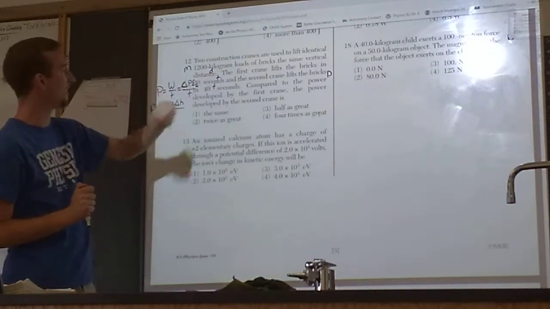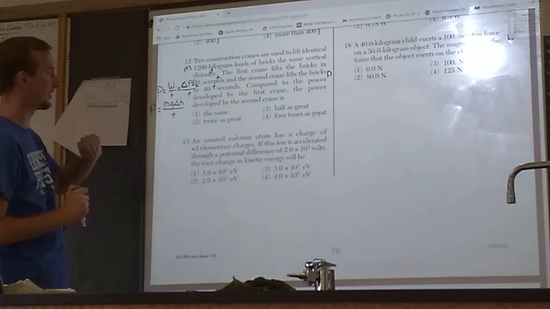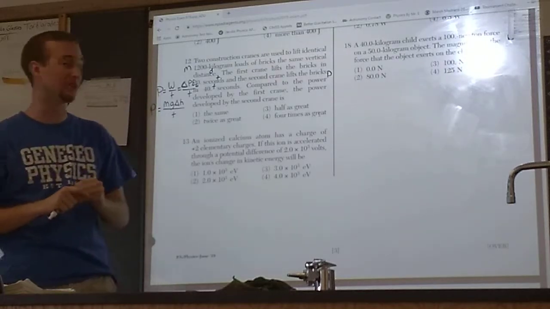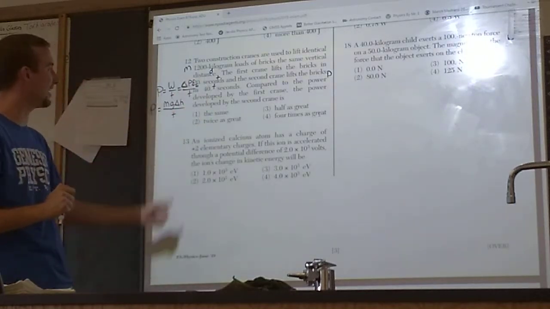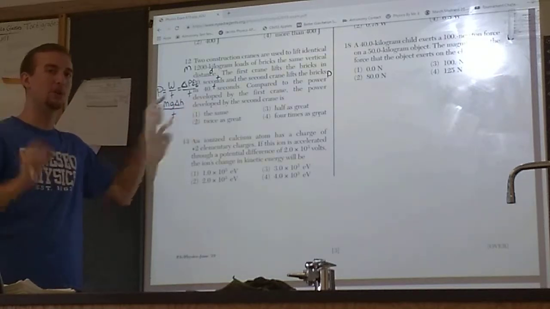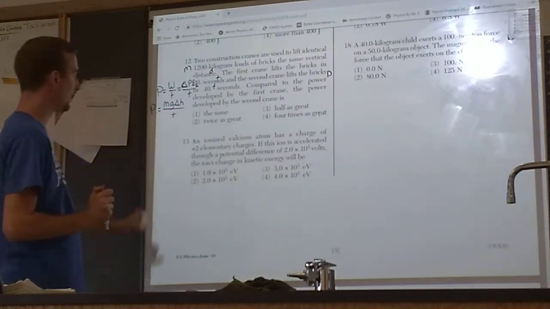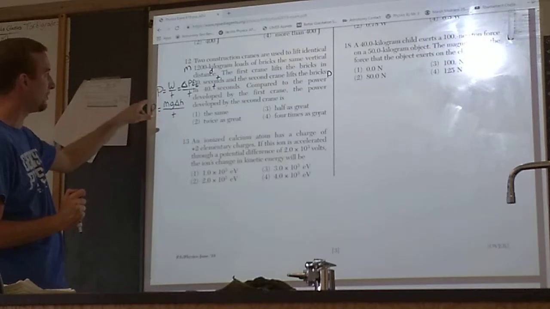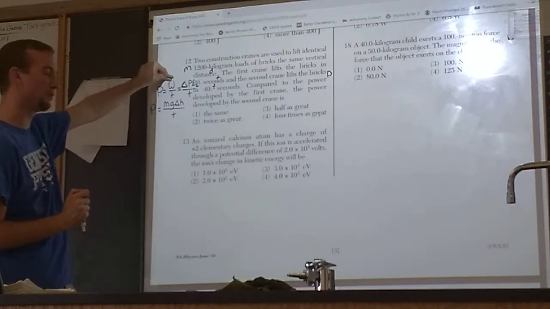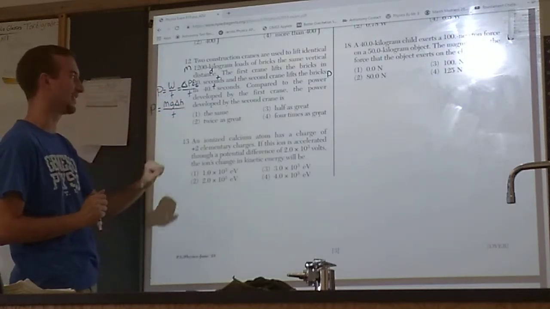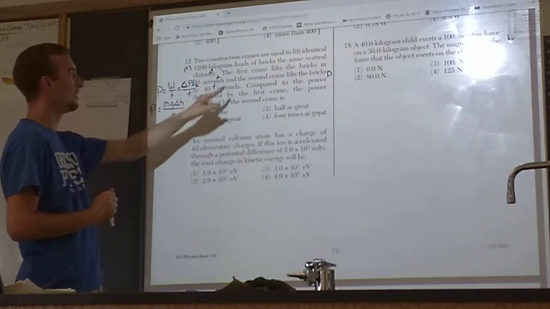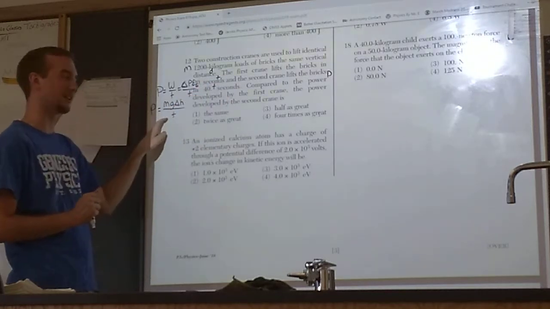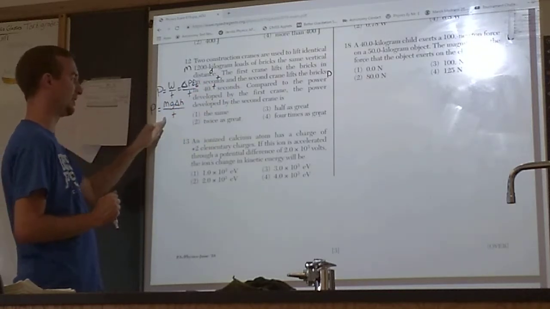We know that they are identical loads of bricks, so the mass is the same for both. Acceleration due to gravity should be the same for both. They're getting lifted the same distance. Now notice, even though we don't know that distance, we do know that it's the same. So we know that the work being done by both cranes is the same. The top is going to be the same. The only difference is in the times. First crane lifts it in 20 seconds. Second crane lifts it in 40 seconds.